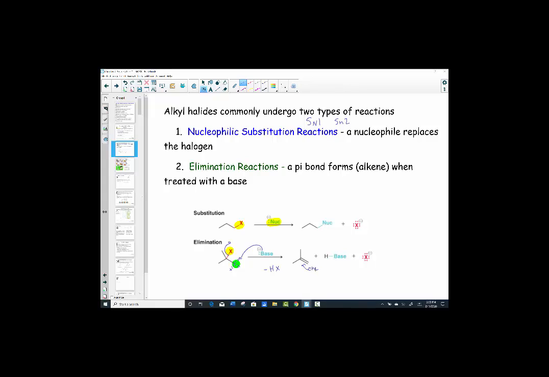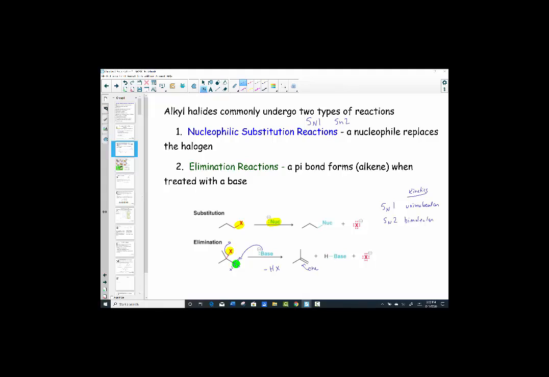That's what we're studying, and I'm just putting out there for the first time: substitution and elimination reactions are the two most common types of reactions alkyl halides undergo. Under substitution, we have two different mechanisms that can occur. We need to investigate SN1, nucleophilic substitution unimolecular, and SN2, nucleophilic substitution bimolecular. And this has to do with the kinetics. Again, remember we spent a little time talking about kinetics in the last chapter, the rate of a chemical reaction.